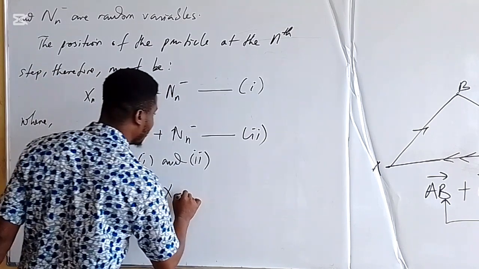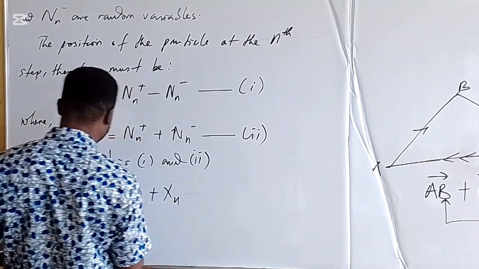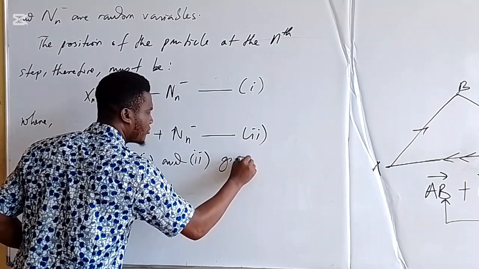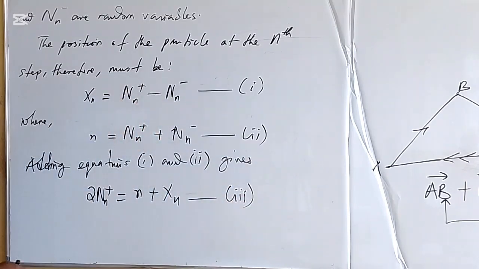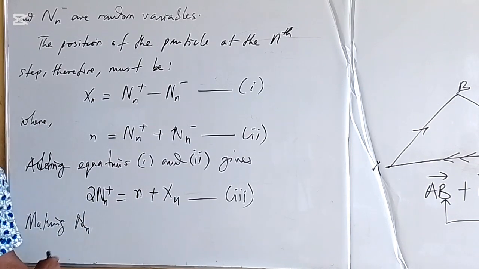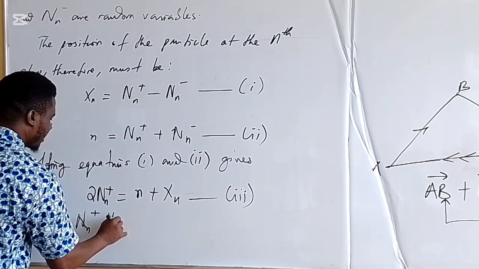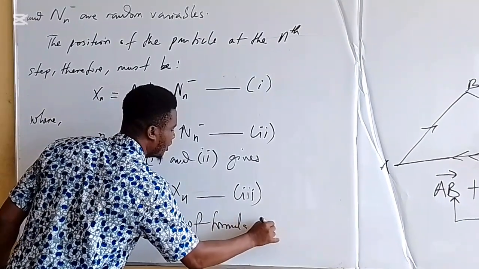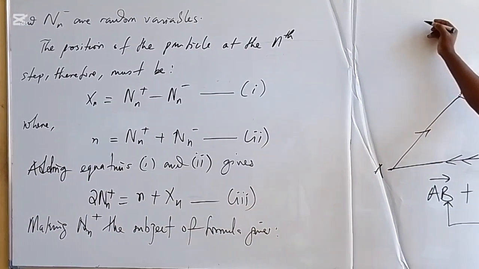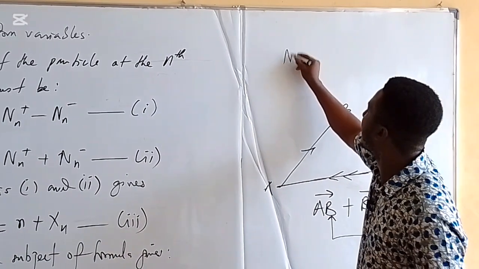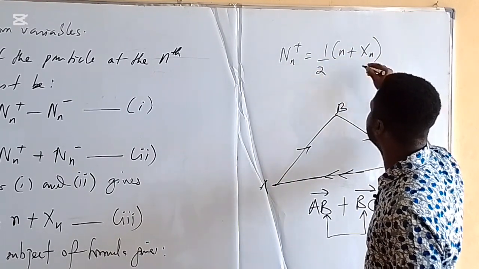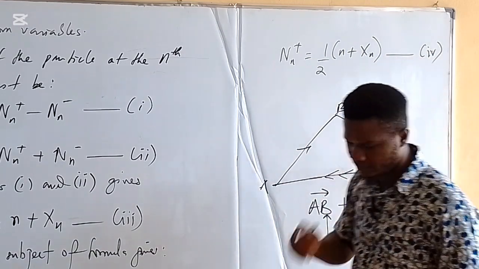I don't think we should even call it equation 3 until we simplify it. I don't want to have more equations than that. So adding equation 1 and 2 gives, let's call it equation 3. There's no harm in that. Now, making nn plus the subject of formula, we'll end up having nn plus equals half n plus Xn. Call this equation 4. Okay?